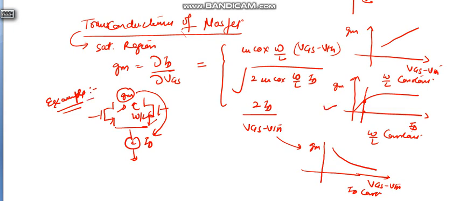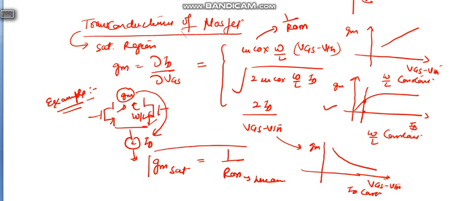Okay, now one more thing. Here you can observe that this Gm equation is inversely proportional to R on. So Gm in the saturation region equals 1 by R on. This is the linear region relationship of Gm with R on.